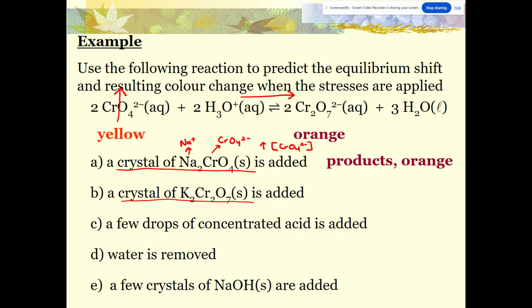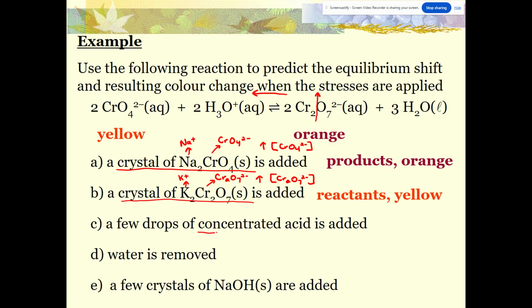Okay? If I add a crystal of potassium dichromate, again, the potassium is just a spectator ion. I am essentially increasing the concentration of the dichromate. The instantaneous thing that's happening is I'm increasing the concentration of dichromate. The shift then that will take place is it'll shift to the opposite side, the reactant side, and the reactants are yellow.